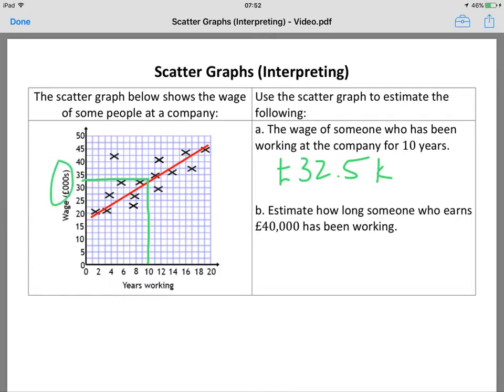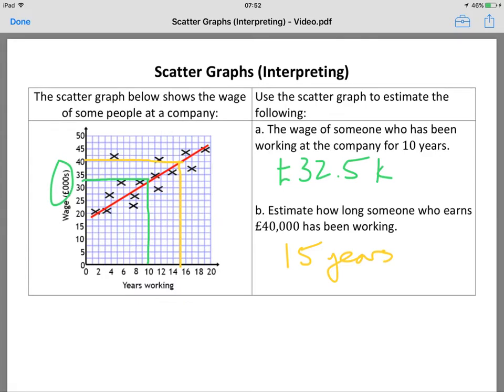Okay, all right, because you can read the scales carefully. Wage in thousands. Now then, estimate, and I'll use a different colour again. What should we use here? All right, so 40,000. So go across here and down. Where are we? There you go. So that's going to be 15 years. All right, fairly straightforward. Again, these lines that I've drawn on the graph are essentially your workings.